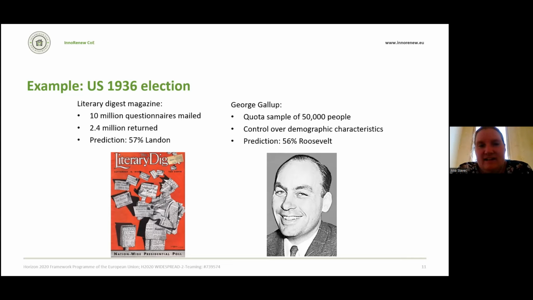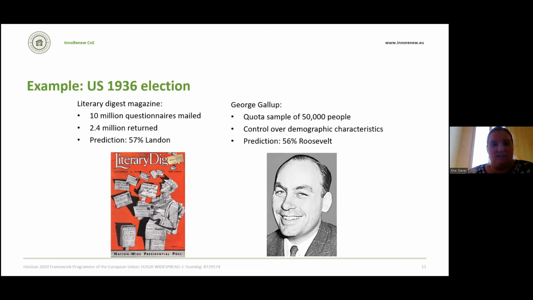So what did Literary Digest, the magazine, do wrong? What they did wrong was that their readers were not representative of the American population. In general, their readers were wealthier than the American population. So people who couldn't afford a subscription to their magazine were not invited to participate. But in the election, everyone had the possibility to vote.